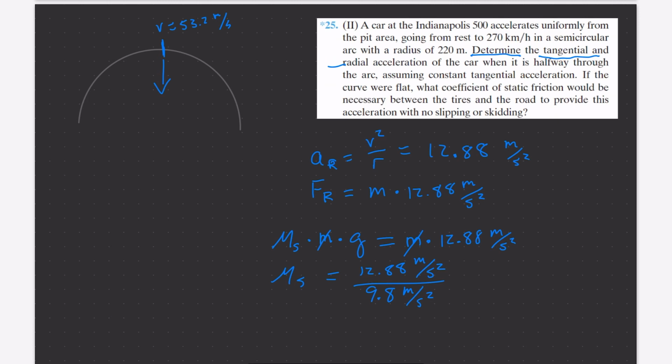All right, so if I go ahead and divide that by 9.8, I'm going to get a mu sub s of about 1.3, which is a pretty insane static friction force. But there you have it, guys. We have found every bit of this non-uniform circular motion problem, all the way down to how much static friction we would need in between the road and the car in order for it not to skid, even though it's going so fast.